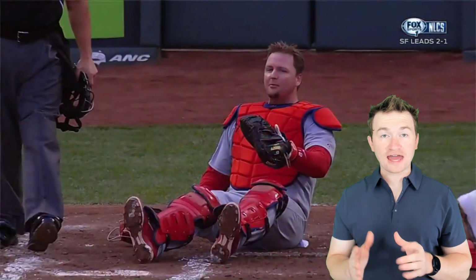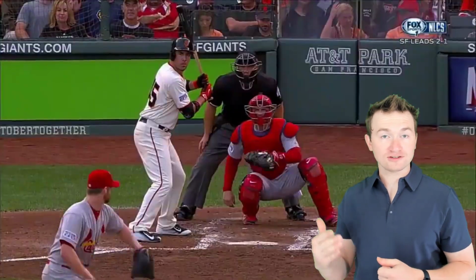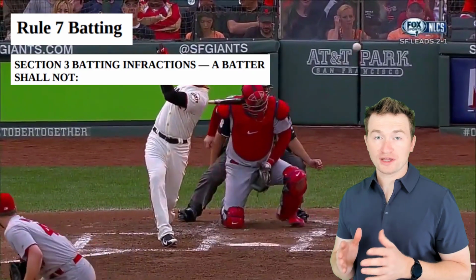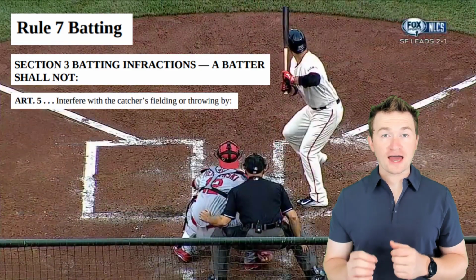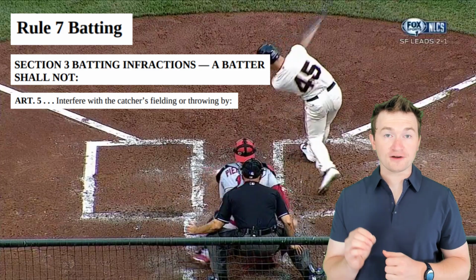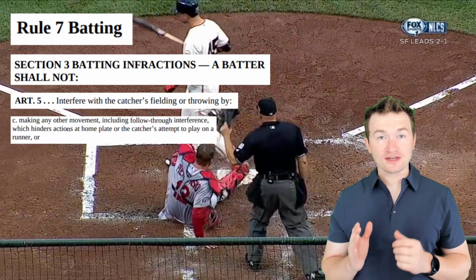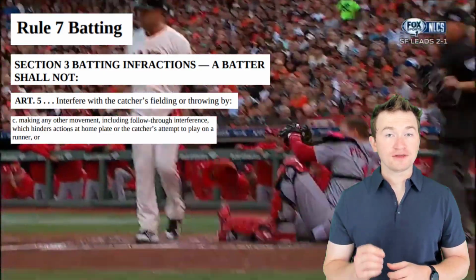And thus, because of that, in a high school game, we are going to enforce a penalty with outs associated with it. You can find this penalty in Rule 7, Section 3, which covers illegal actions by the batter. Then Article 5 specifically covers interference with the catcher, and Paragraph C specifically addresses follow-through interference. Now that rule goes on to define the penalty for this play.